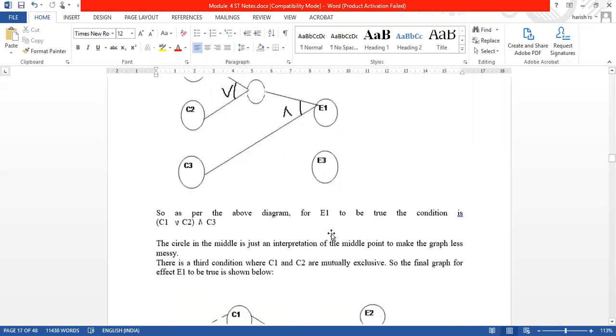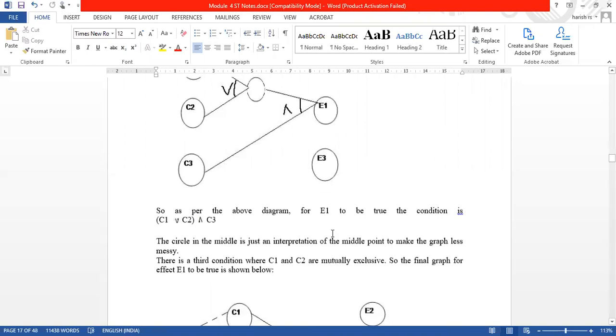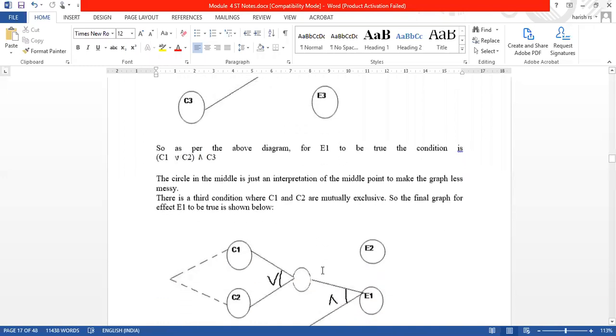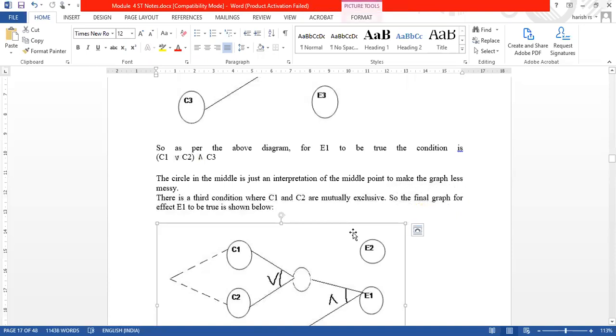Now let us draw effect 2. So we have the third one also, mutual exclusive. That means both cannot be there together. This is a mutual exclusive. Both cannot join together, it cannot be true. And the graph can be, this can be true and then followed with this.